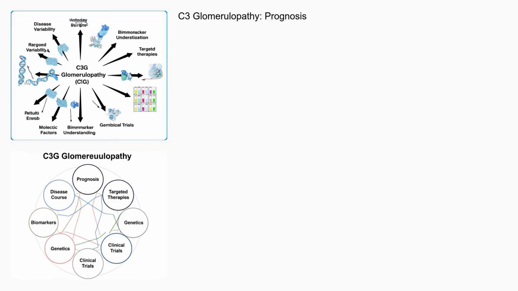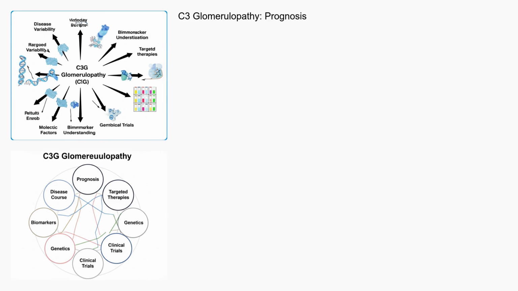The prognosis for C3 glomerulopathy can be variable. Some individuals may experience a relatively slow progression of kidney disease, while others may develop kidney failure more rapidly. Factors influencing prognosis include the subtype of C3G, the severity of kidney damage at diagnosis, and the response to treatment.